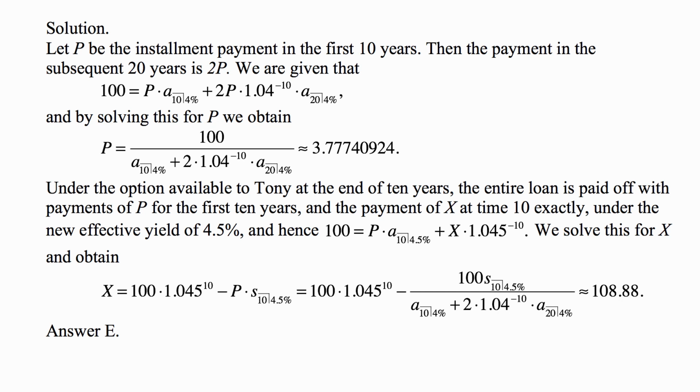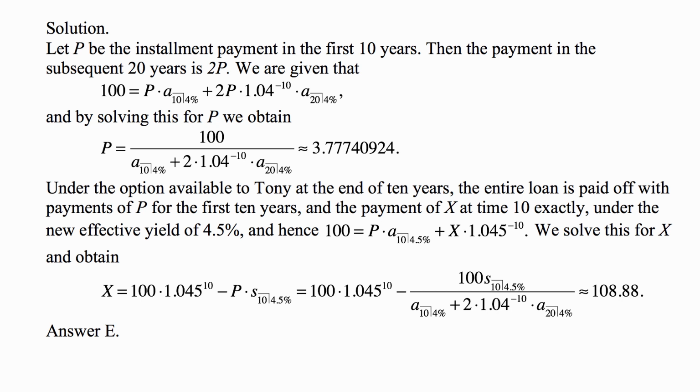Well, this is a linear equation with one unknown, P. We solve it for P, and P has to be equal to 100 over a angle 10 at 4% plus 2 times 1.04 to the negative 10 times a angle 20 at 4%, which is approximately 3.774740.924.